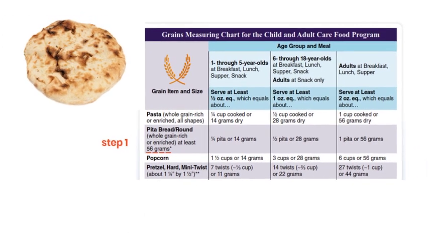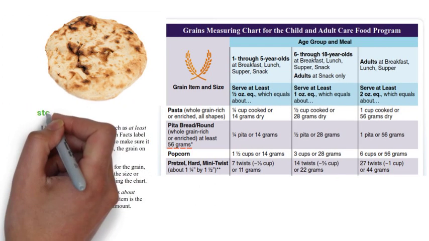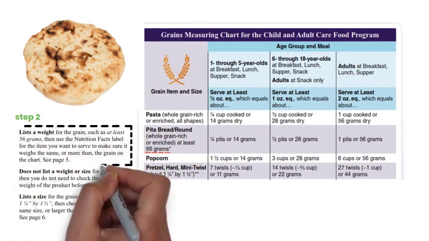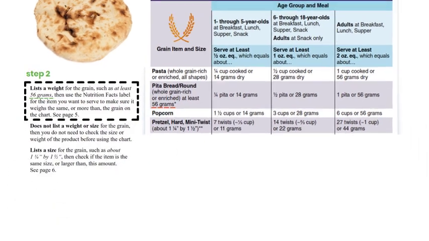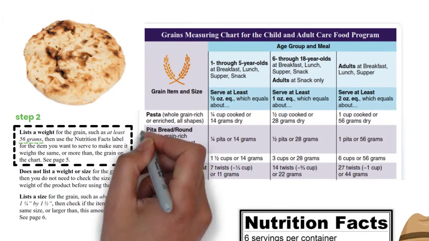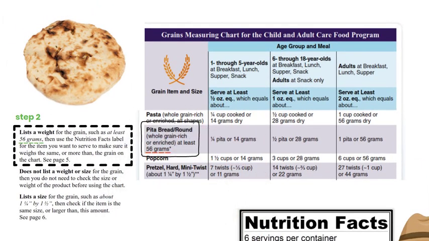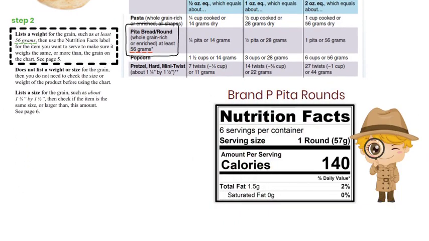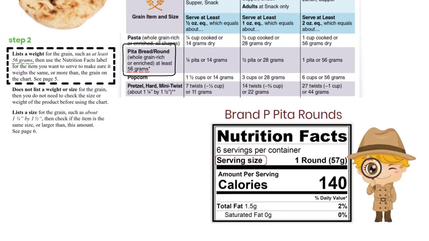Going back to the front page of your worksheet, step 2 tells us that if the chart lists a minimum weight by the grain, such as at least 56 grams, then we need to use the nutrition facts label for the item to make sure that item weighs the same or more than the grain on the chart. When we look at the nutrition facts label, we will be looking at the information in the serving size line.